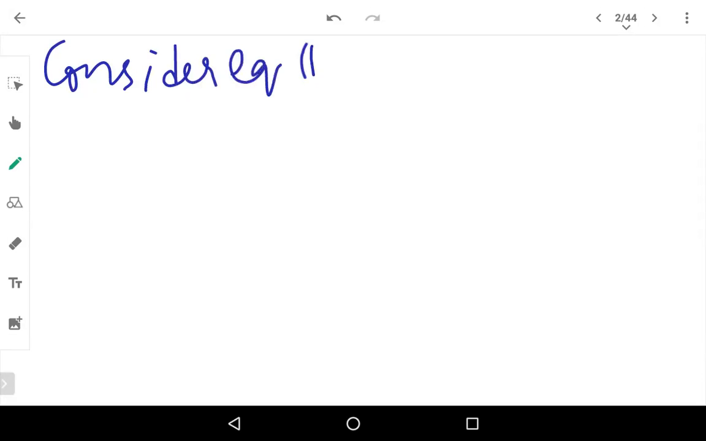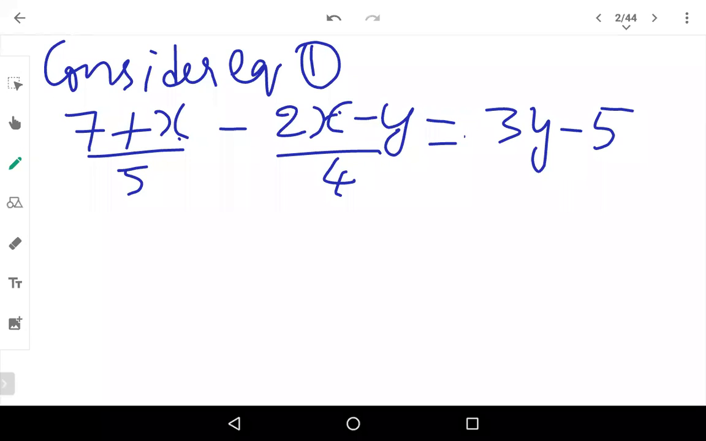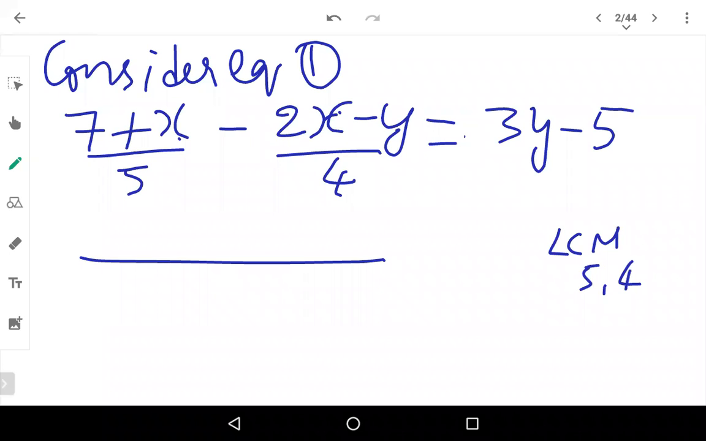Okay. So first, consider equation 1. Now first, considering equation 1, what is equation 1? (7 + x)/5 − (2x − y)/4 = 3y − 5. This is the first equation. Now how do we simplify this? We can take LCM. So if you take LCM of 5 and 4.